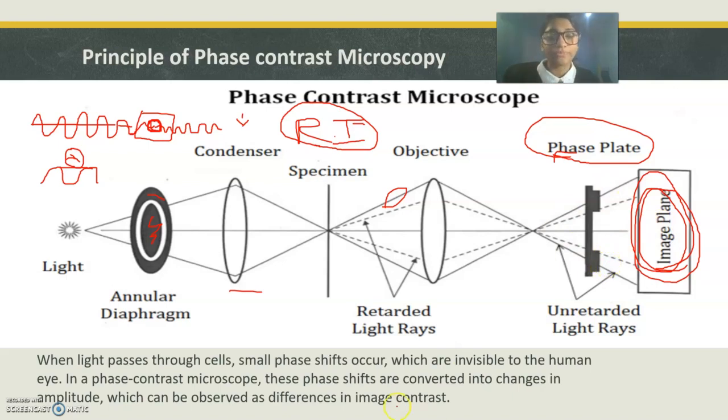See here, when light passes through the cell, small phase shifts occur which are invisible to the human eye. In phase contrast microscopy, these phase shifts are converted into changes in amplitude, which can be observed as a difference in image contrast.